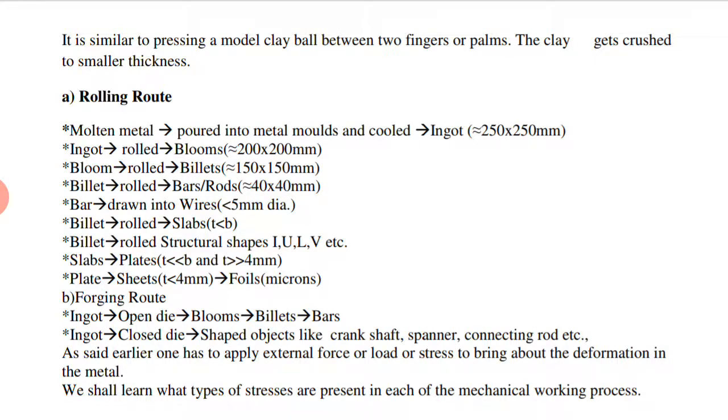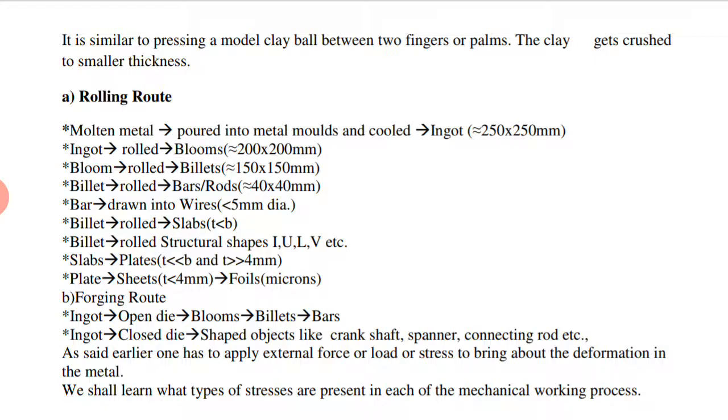Rolling route. Molten metal poured into metal molds and cooled, which is nearly 250 into 250 mm. Ingot rolled into blooms, which is nearly equal to 200 into 200 mm. Bloom rolled into billets, which is nearly 150 into 150 mm. Billet rolled into bars or rods, which is nearly 40 into 40 mm. Bar drawn into wires less than 5 mm diameter.